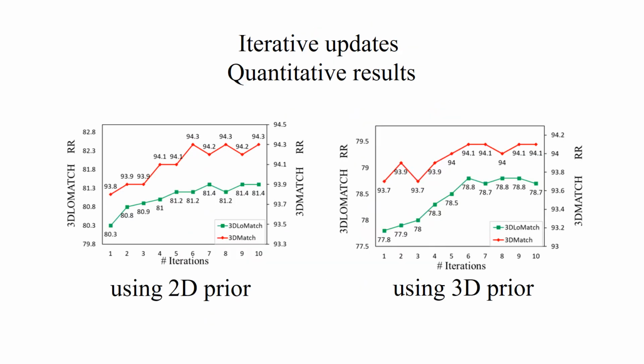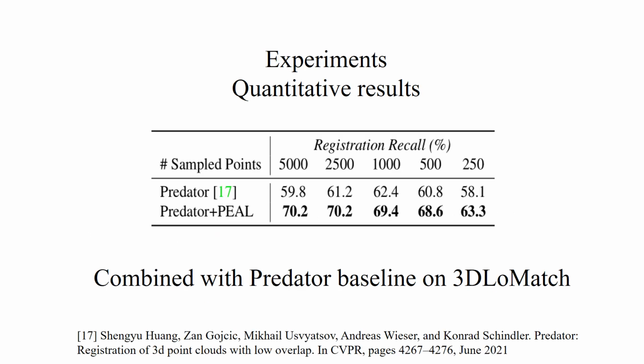Then we show the evolution of the refined pose using an increasing number of iterations. As shown in the figure, the registration recalls of our two models continue to improve with increasing iterations. And we also combine our method with another transformer-based point cloud registration method, Predator, to evaluate its effectiveness. When plugged into Predator, which is not a coarse-to-fine method, the improvement is also prominent. Specifically, the registration recall improves by 10.4% with 2D overlap prior on 5,000 sampled points.